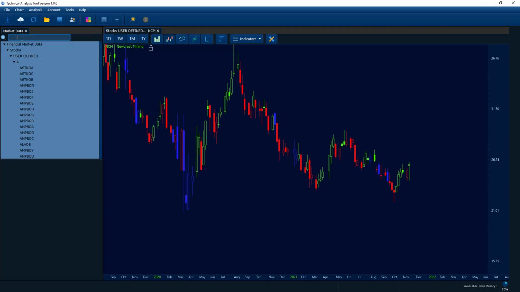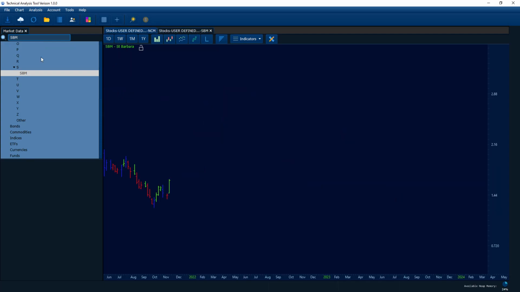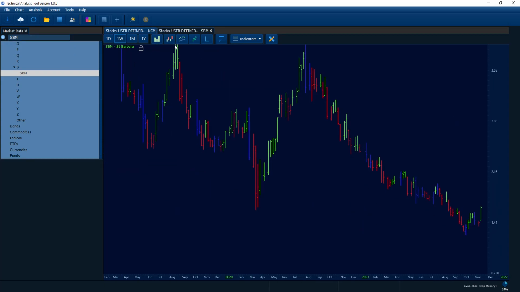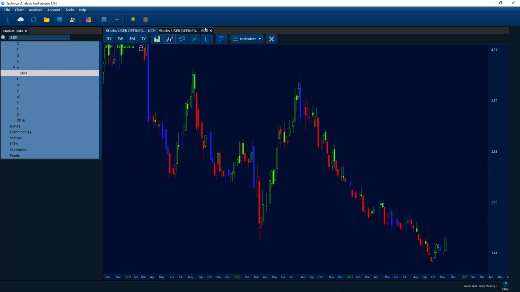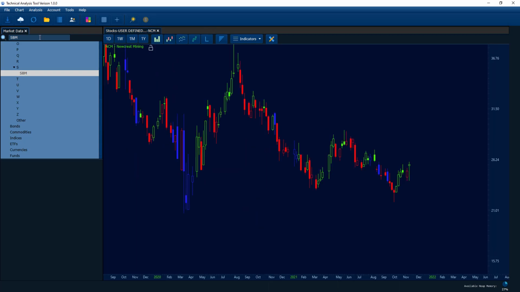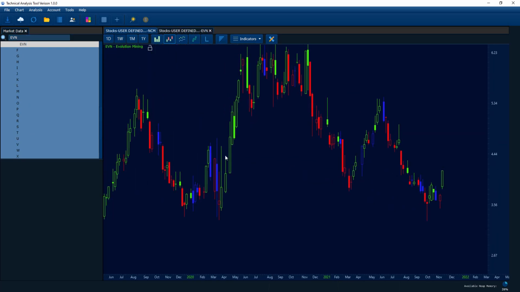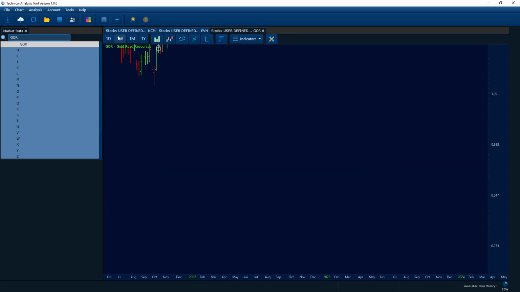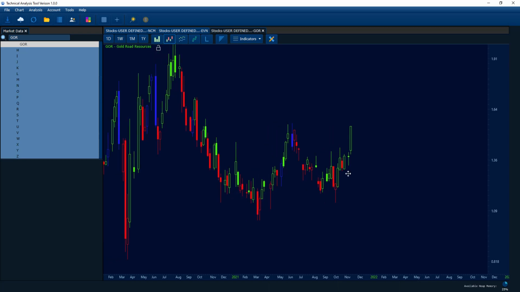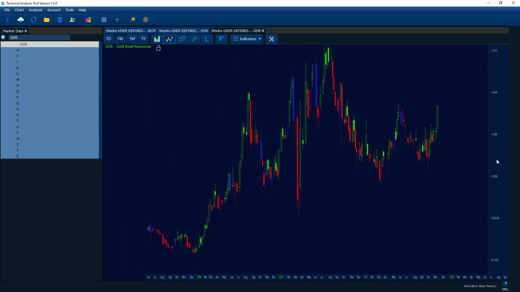SBM is St Barbara, a gold miner. Okay, it doesn't look good. Let's close that one, and Regis Resources. And there is GOR, which is a very good one. Because I'm in the local market, of course I know those candidates. I want to buy some.